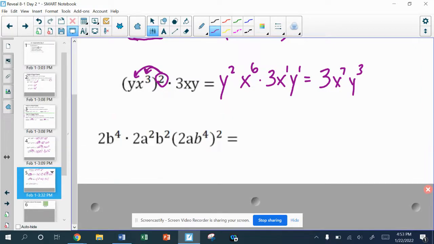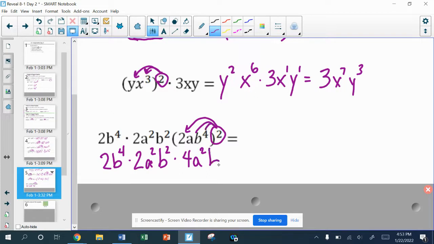And on this example, just starting to get more stuff going on, but none of it is any more difficult than what we've already done. So I'm just going to write this one underneath here. This isn't going to change yet. 2b to the 4th times 2a squared b squared when I distribute this. 2 squared is going to be 4. A squared, b to the 8th power.